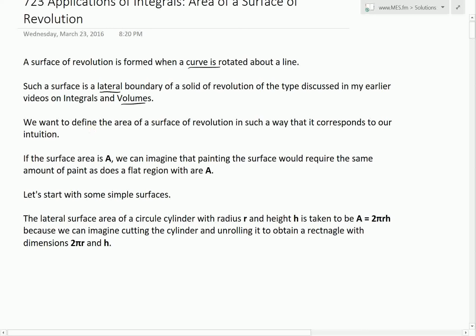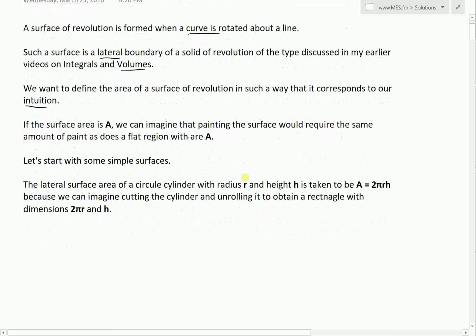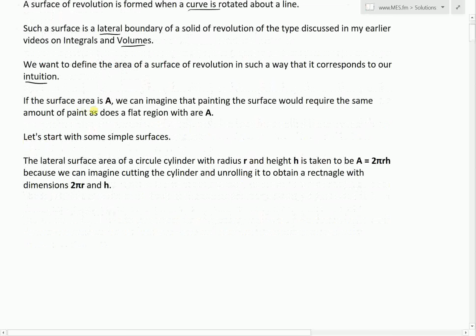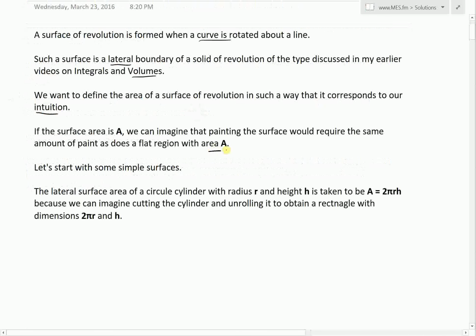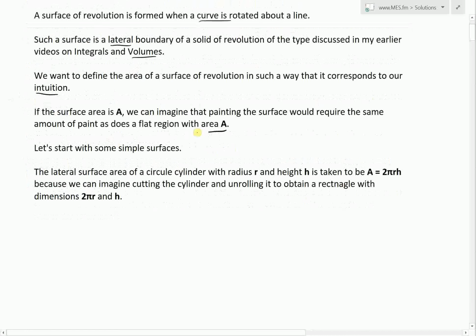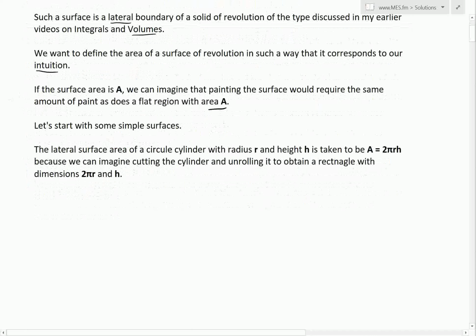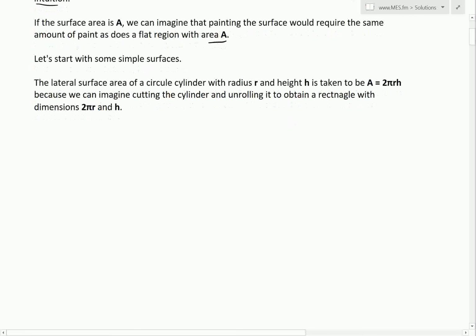So now we want to define the area of a surface of revolution in such a way that it corresponds to our intuition, and I'll get to all this in a bit. Basically, if the surface area is A, we can imagine that painting the surface would require the same amount of paint as a flat region with area A. Basically this is saying if you were to flatten out a shape, that would be that surface here. Let's start with some simple surfaces.